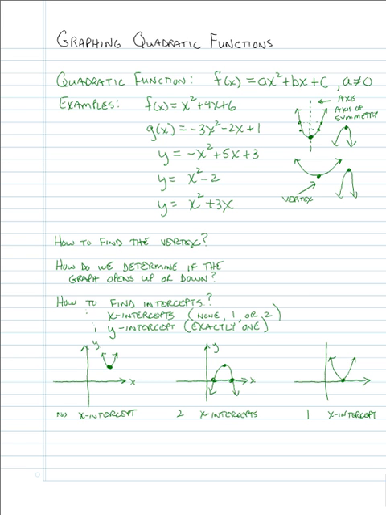But if we know where the vertex is, and we know whether the graph opens up or down, we'll be able to tell how many x-intercepts it has, so we'll know whether to look for those x-intercepts rather than wasting our time.